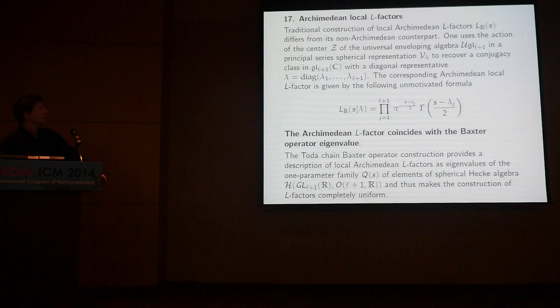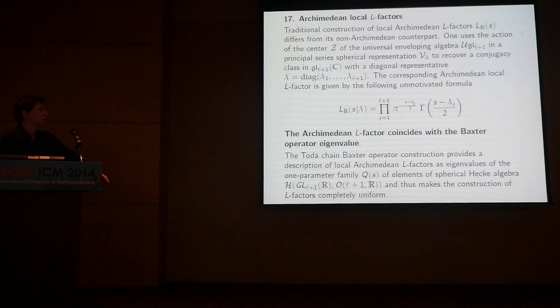Now it is interesting to point out that the traditional construction of the Archimedean counterparts, the local Archimedean L factors, differs essentially from the non-Archimedean counterpart. One uses the action of the center of the universal enveloping algebra, kind of differential operators, when starting with principal series representations. This defines a conjugacy class in the Lie algebra. And we choose a diagonal representation and write the local Archimedean factor in terms of some transcendental formula, some product of gamma functions of elements of this diagonal matrix shifted by parameter s. So it's quite artificial, actually.